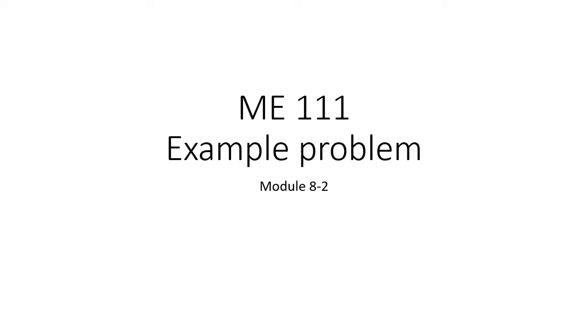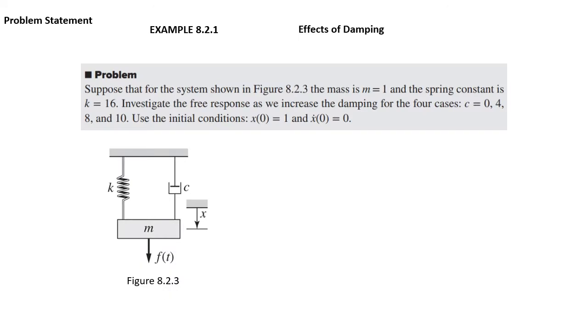Let's take a look at an example problem within Module 8. So in this sample problem here, we have example problem 8.2.1, taking a look at the effects of damping. Suppose we're given a system, shown down here in figure 8.2.3, where they tell us that our mass is m equals 1, and we have a spring constant that is given to us as k is equal to 16.